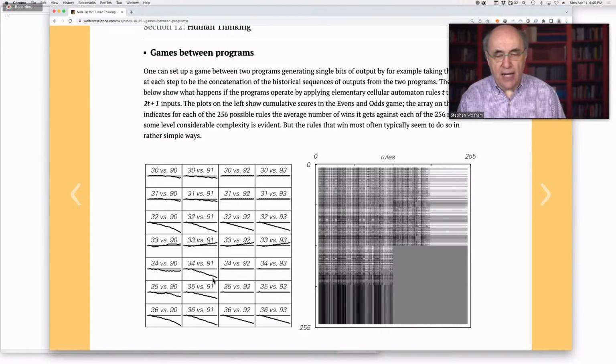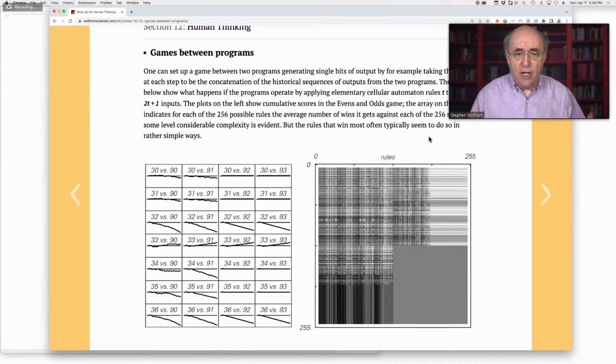And we see that as we play repeated games of 33 versus 92, we see different behavior happening. And this is capturing that. So this is, again, another way to get at this question of how do we detect non-randomness? How do we detect that there is a simple underlying rule to one of these systems?